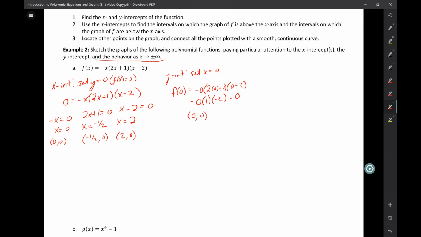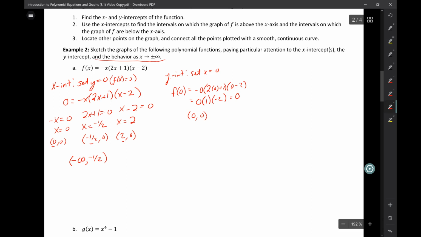Now, step 2 of this process tells us to use the x-intercepts to split up the real number line into subintervals. So we always start at negative infinity, and we work our way up until we hit the first x-intercept. Between the x-intercepts of 0, negative 1/2, and 2, the first one we come across when we start from negative infinity is negative 1/2. So I will end at negative 1/2, and we always use parentheses in this case.